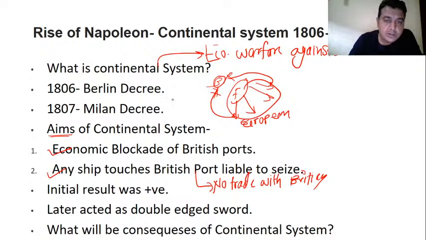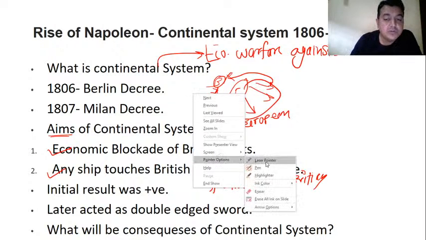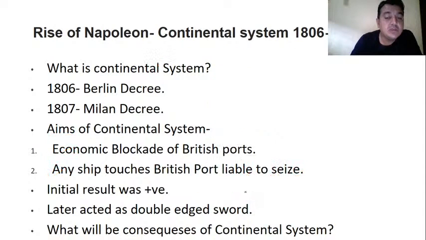Clear? So this is the main important aspect of the continental system. Economic blockade of Britain, so that British trade is going to suffer, and once British trade suffers, the British economy is going to be ruined, and finally Britain is going to accept the terms and conditions dictated by Napoleon. It was simple logic. So in 1806 he issued the Berlin Decree. Berlin, where is it? Germany. He issued the Berlin Decree. It was a kind of pilot project.